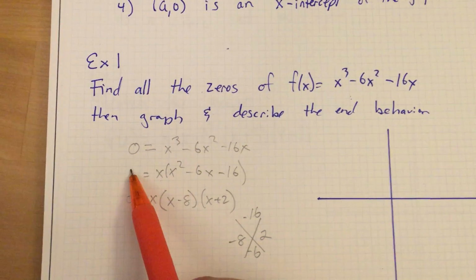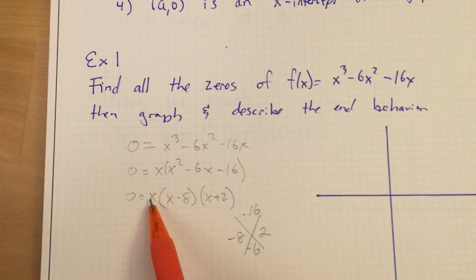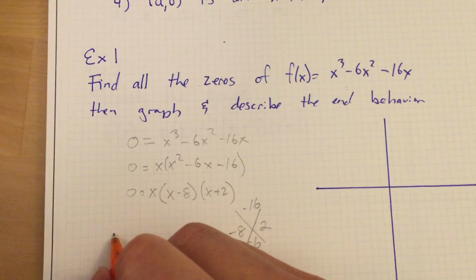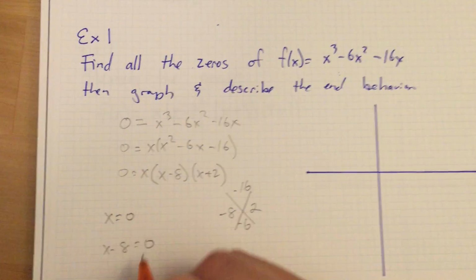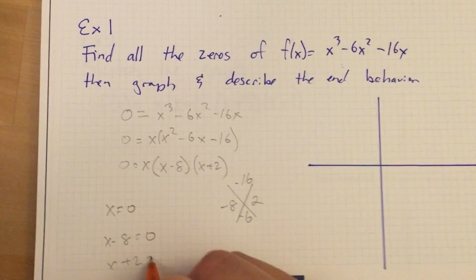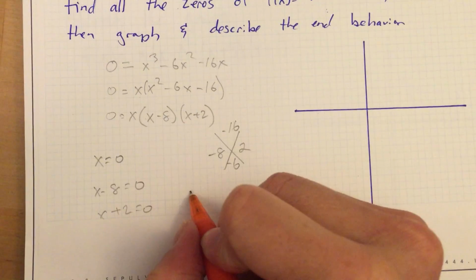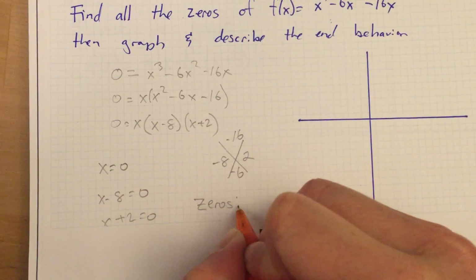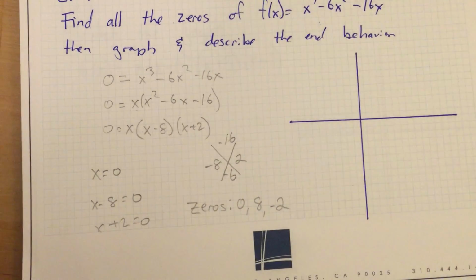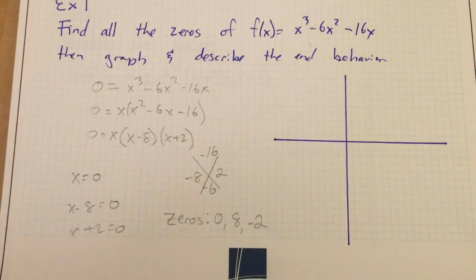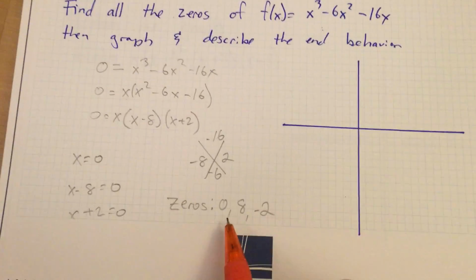So everything is set equal to 0, so I can take my factors and set them equal to 0. So I can set x equal to 0, I can set x minus 8 equal to 0, I can set x plus 2 equal to 0. So I have my zeros. So I have 0, 8, and negative 2. Boom, right there. Again, we're going to talk about this when we come back.